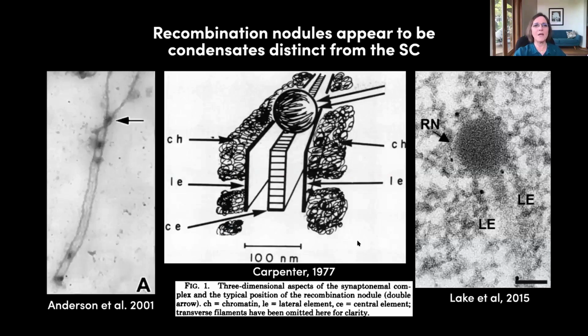This is the earliest description that I'm aware of recombination nodules, which were discovered by Adelaide Carpenter through serial section electron microscopy in Drosophila oocytes. And this is just her drawing of what a recombination nodule, so one of these late designated crossover sites, actually looks like along the chromosome. You can see that it's a spherical body that's not within the synaptonemal complex, but separate from it. And these are other images from tomato. These are actually early recombination nodules. And this is a more recent paper from Scott Hawley's lab showing recombination nodules. You really get the sense that these are aggregates that are forming alongside, but not within the synaptonemal complex.